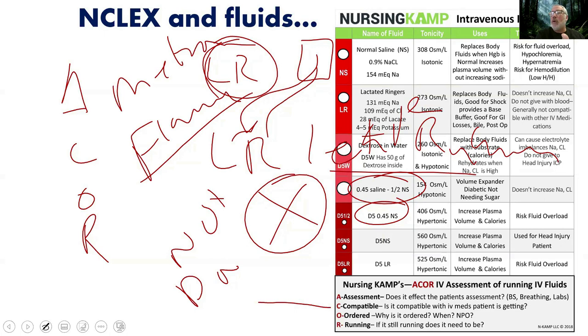All right, so ordered. Why is it ordered? Why do they have lactated ringers? Why do they have normal saline? Why do they have D5 normal? I just don't accept, okay, here it is, I put up the bag, take it down, put it up. I don't do that. I stop. I go through this assessment every single time when I first go into a room.